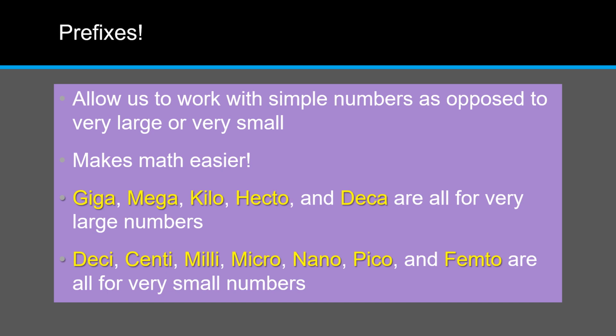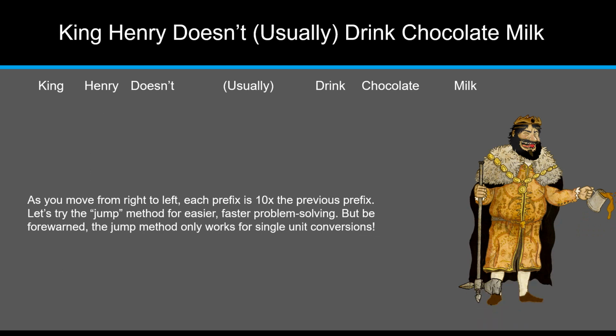So prefixes like giga, mega, you've probably heard these before, like gigabytes or megabytes. Kilo, hecto, and deca, they all are for very large numbers. Deci, centi, milli, micro, nano, pico, and femto are all prefixes for very, very small numbers. So to review, we're going to use prefixes to help us with numbers that are very big or very small.